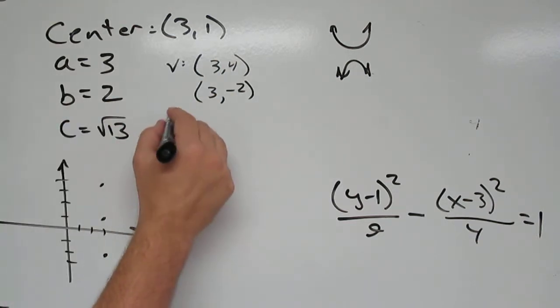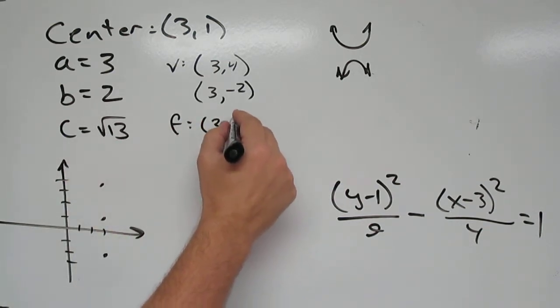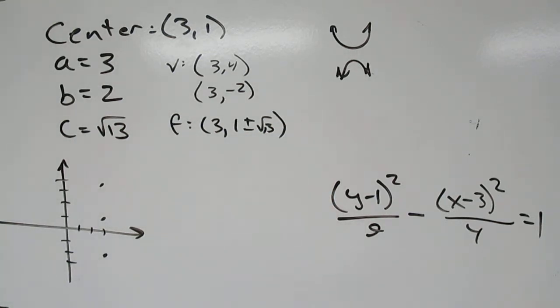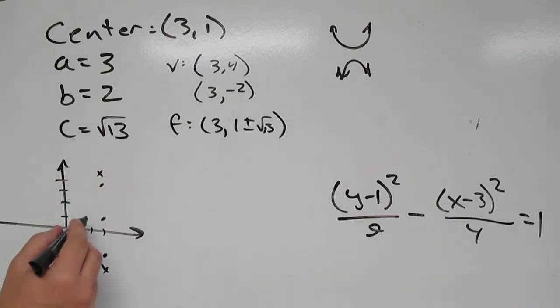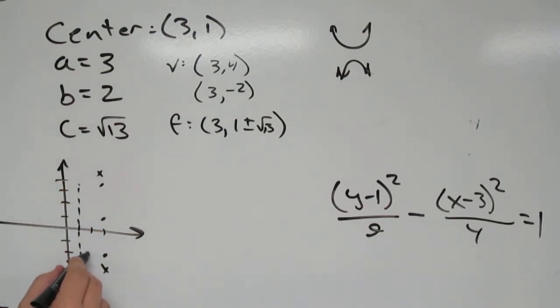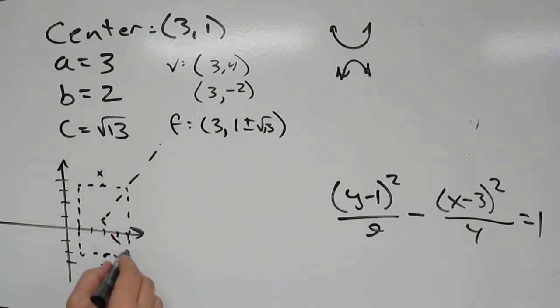Okay? My foci are going to be square root of 13 up and down. So I'd have 3, 1 plus or minus square root of 13. And so that's a little bit, it's between 3 and 4. So it's going to look something like this. And now I want to set up the box so I can figure out where my asymptotes are. And so I already have the up and down 3, but now I got to go left and right 2. So if I go left 2, I can now draw in my asymptotes.